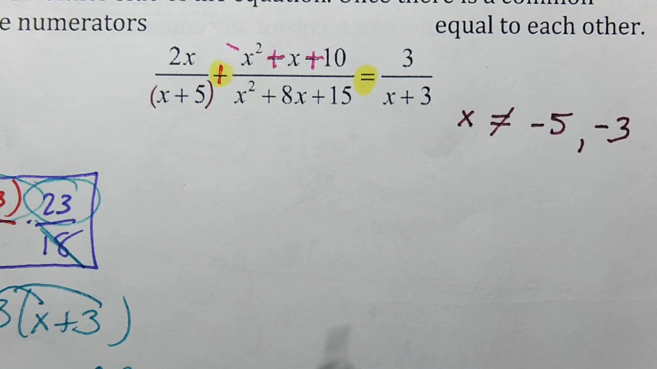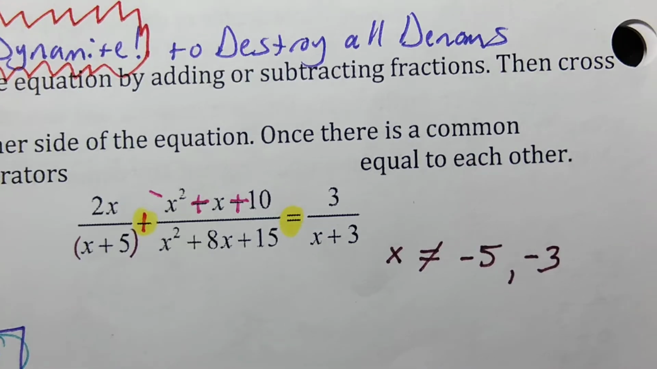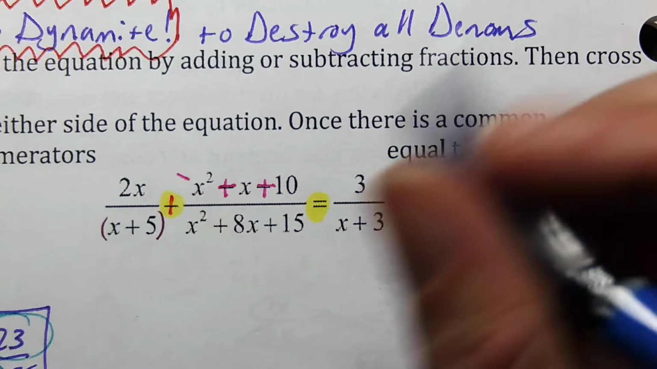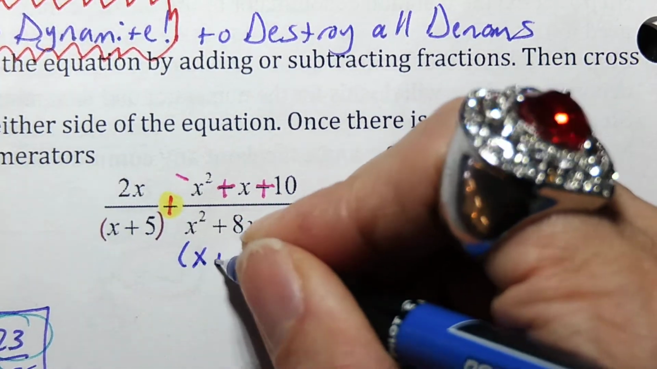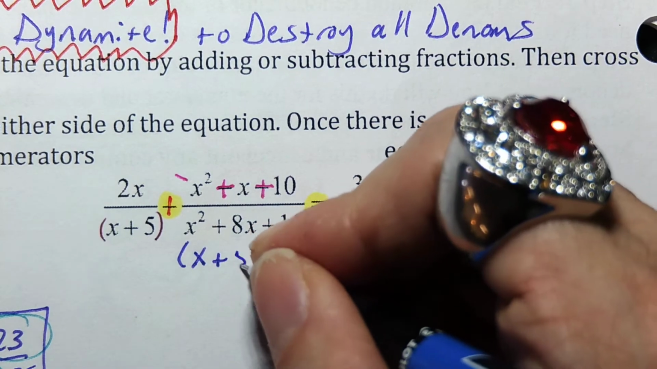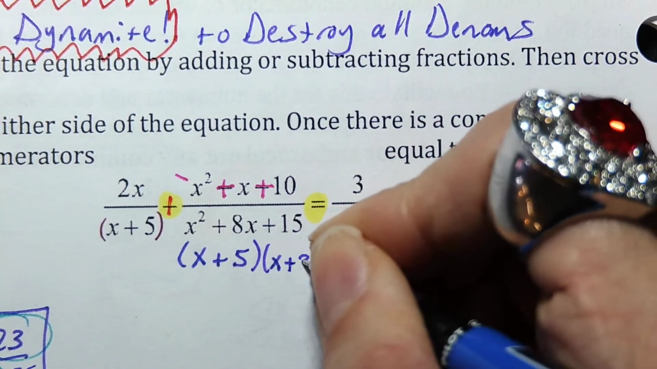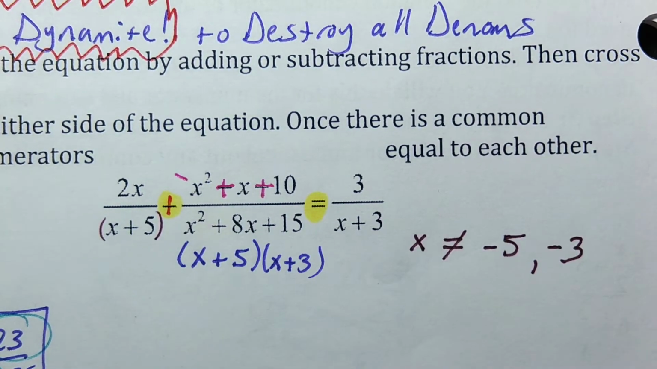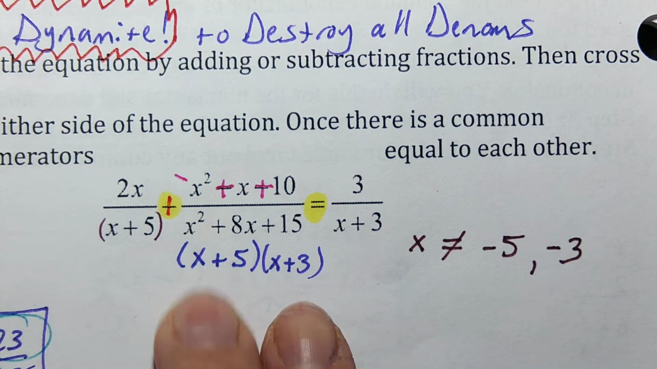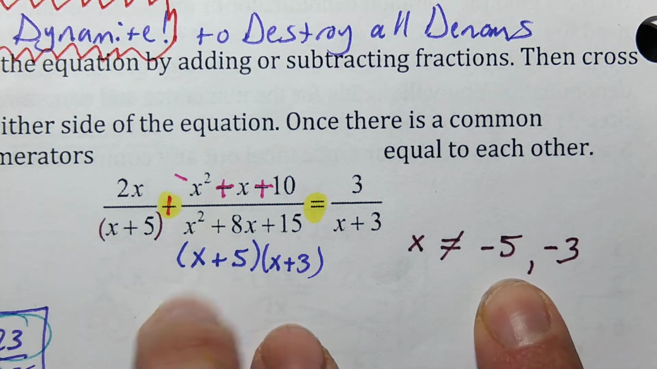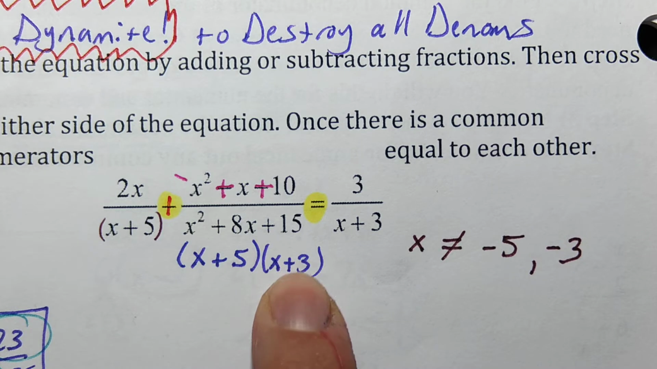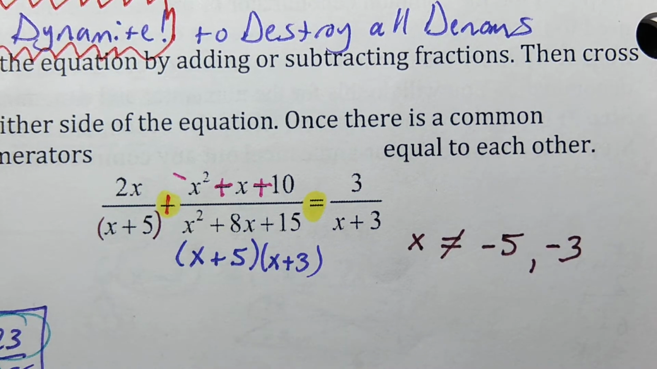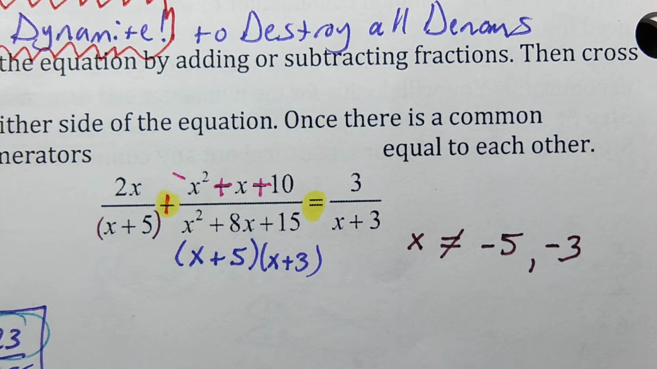So you actually might want to find your LCD first and then state your restrictions. So let's go ahead and factor this. Product of 15, sum of 8, that's going to be x plus 5 and x plus 3. Product of positive 15, sum of positive 8. And as we can see, those factors have the exact same restrictions. -5 would make that 0, and -3 would make that 0. So those are my restrictions.